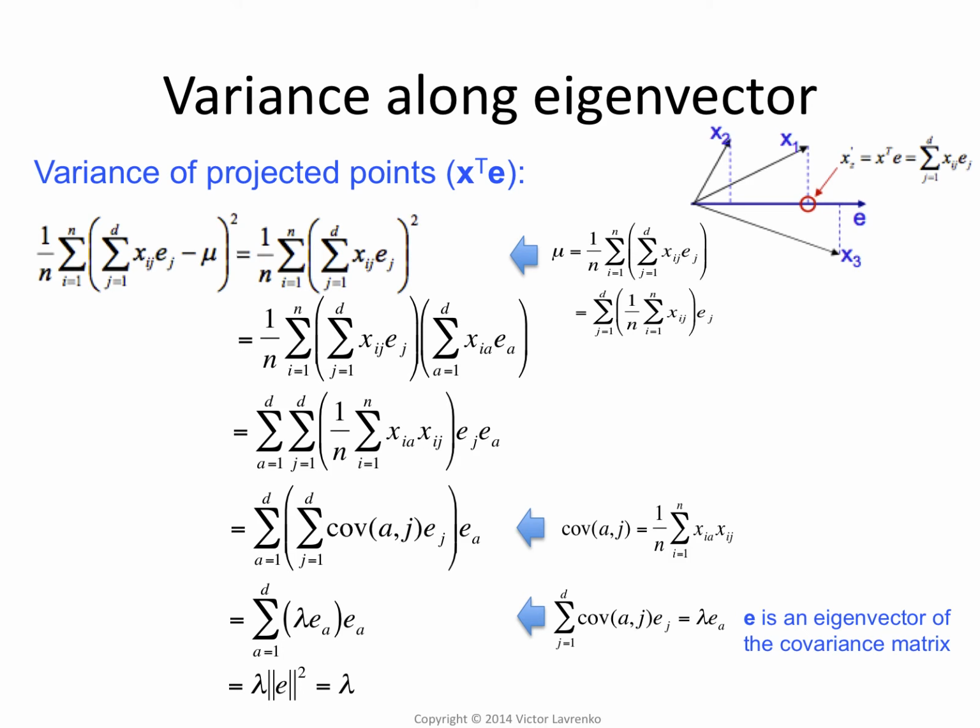And what we've just proved is that the thing in the beginning, the variance of projected points along the eigenvector, is going to be the eigenvalue. So you get two cool things. One, the eigenvector is where the data is spread out the most, and the amount of spreading is nothing but the eigenvalue. That's pretty cool.